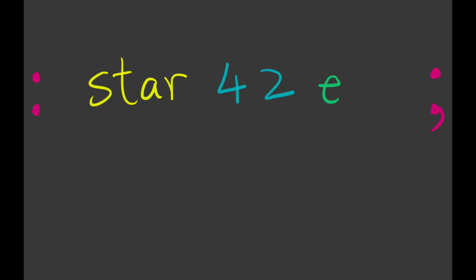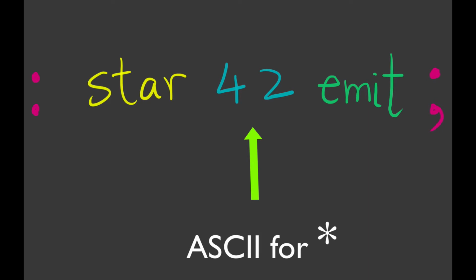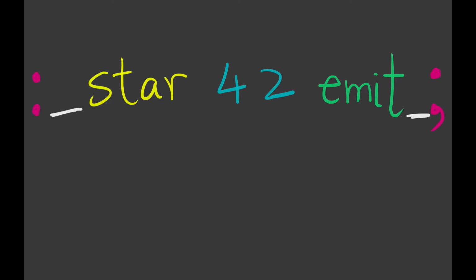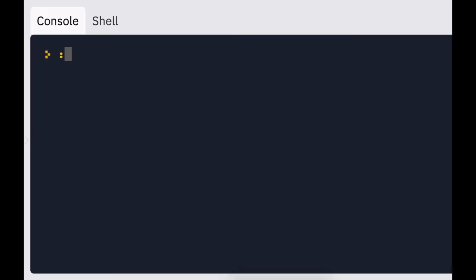Like other languages, Forth allows you to define your own subroutines. A subroutine is defined starting with a colon and ending with a semicolon. The first thing after the colon is the name of the subroutine. Then you write the list of instructions you want executed whenever the subroutine is called. For example, this defines a star subroutine, which prints an asterisk to the screen, as 42 is the ASCII code for an asterisk. Don't forget to put a space after the colon and just before the semicolon at the end. They're important. Let's define it in the REPL.